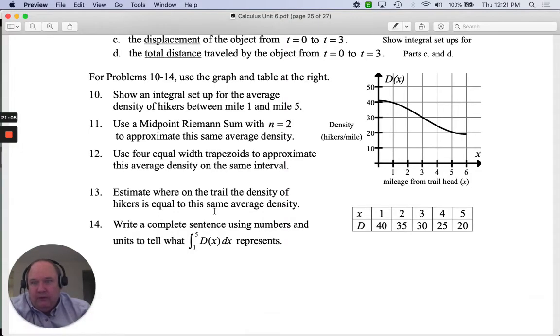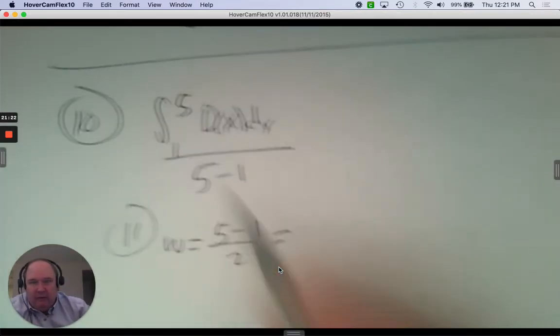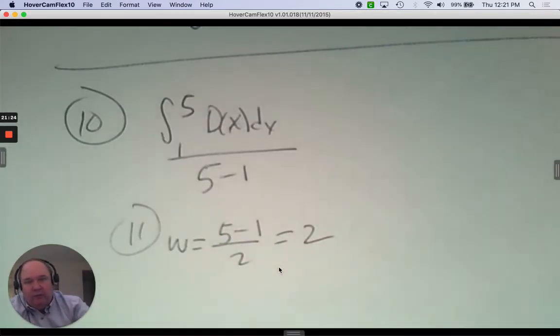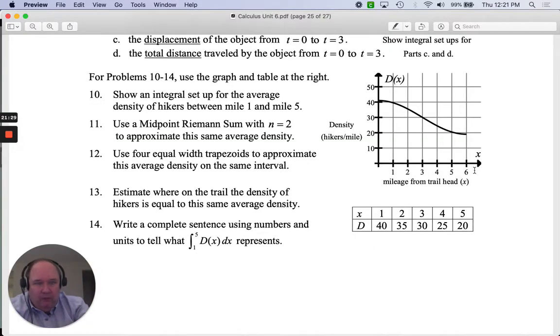So in number 11, use a midpoint Riemann sum with n equals 2. So if I go from 1 to 5, the common width is going to be 5 take away 1 divided by 2. So I subtract the bounds, 5 take away 1, and we have 2 rectangles. So the width of each rectangle is going to be 2. If I look off the graph from 1 to 5, so if it has a width of 2, you're going from 1 to 3, the mid value is at positive 2. So the height of the first rectangle is 35.